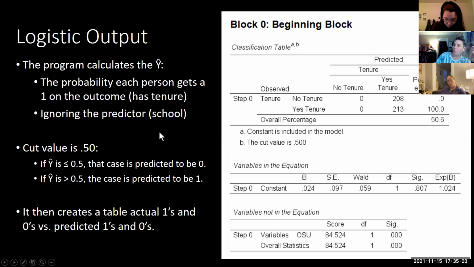Okay, so we're going to get a y hat. And the y hat, again, is the probability that each person will get a 1 on the outcome. And that means that person has tenure. We're completely ignoring the predictor. It's like it doesn't even exist right now.